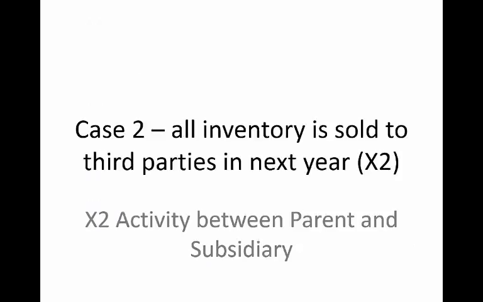All right, we've done all the year 1 activity. We have to address the inventory being sold in a next year, and our next year is going to be X2. So we've deferred the profit in year 1. We're now going to recognize the profit when we actually sell it. So let's see what we do there.